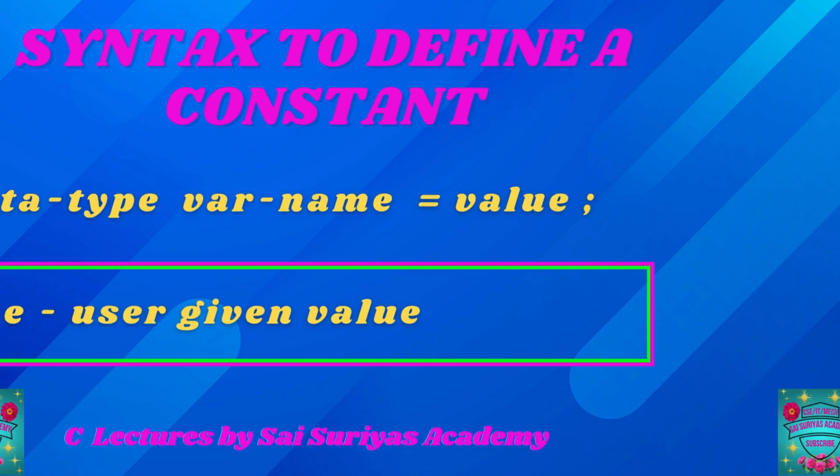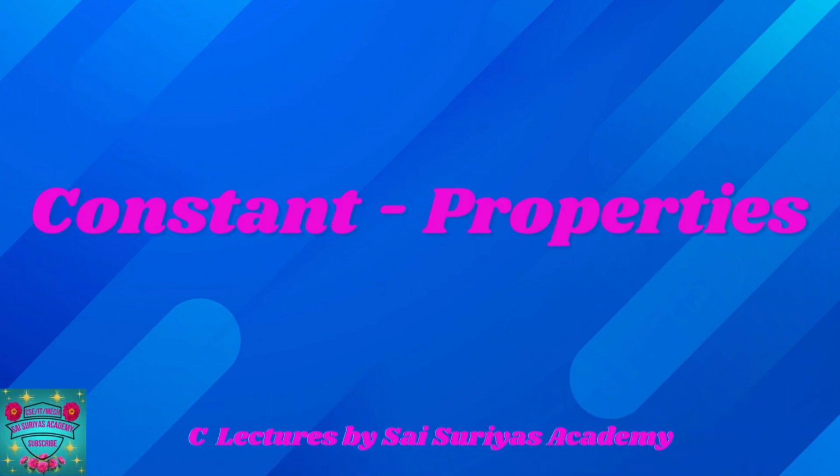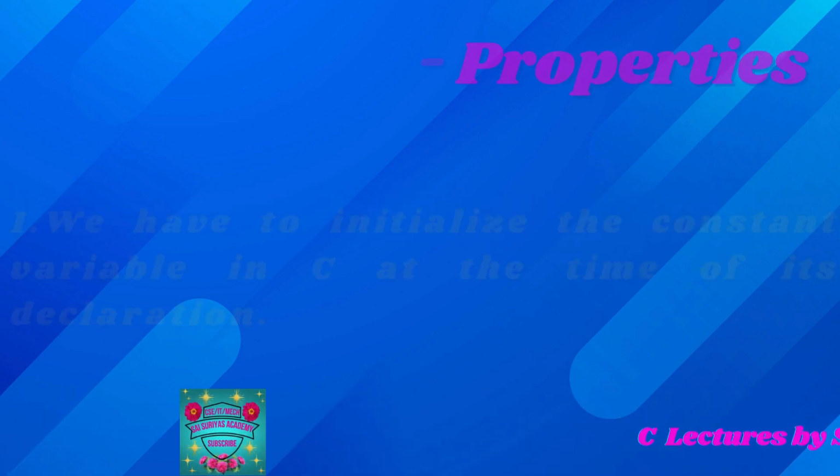An example we can define as const int count, where the variable name is count and its value is 100. According to this example, the variable count has been assigned a value 100, which remains a constant value throughout the execution of the program. And now we want to know about the constant properties. We are going to discuss two properties.